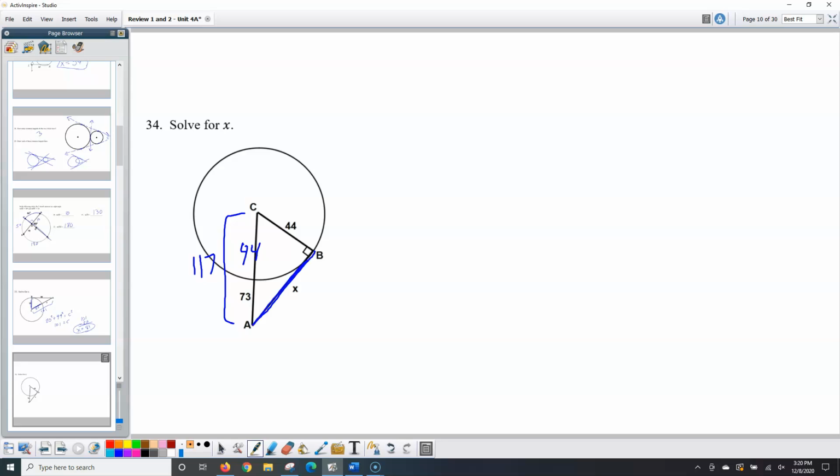I need to figure out what the third side is. I'm just going to use the Pythagorean theorem. I'm going to say 44 squared plus x squared equals 117 squared. So I've got 44 squared is 1936. What a great year. 117 squared is 13,689.